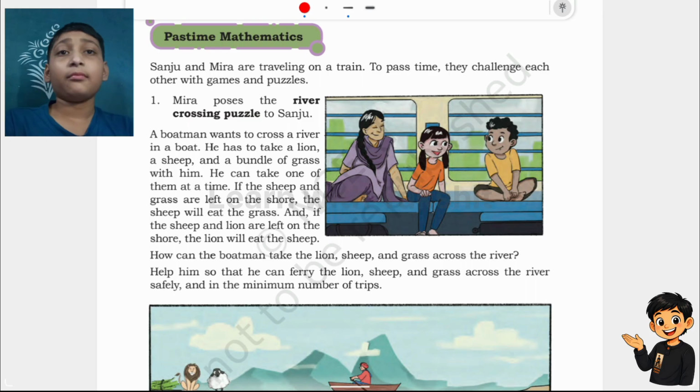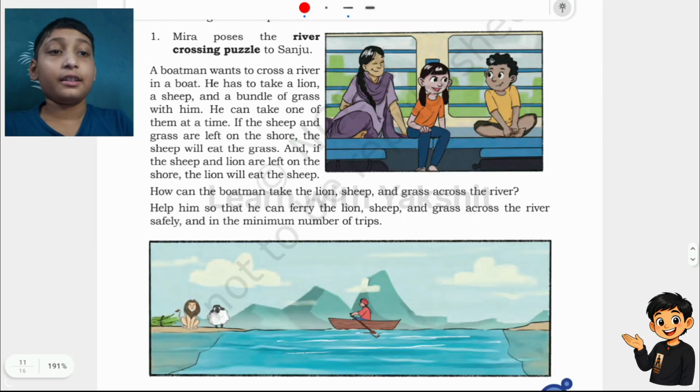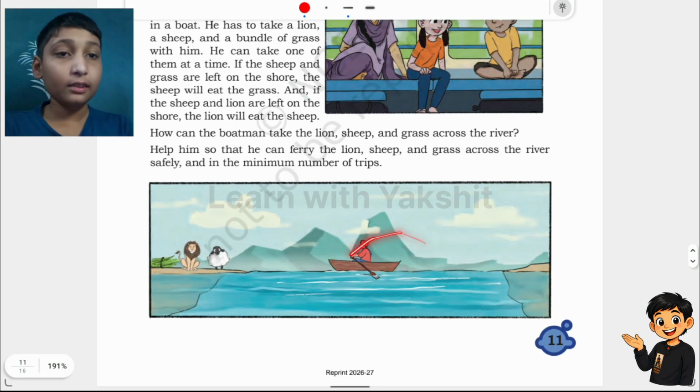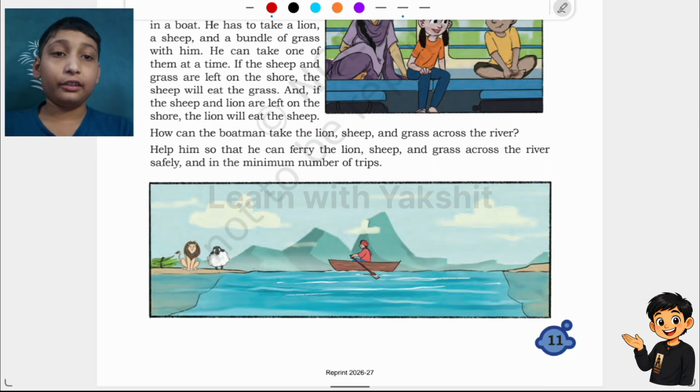Now, in this, we have to do it like this. Here is the boatman's pier. And on one shore, I'll call this island 1, and this is island 2.